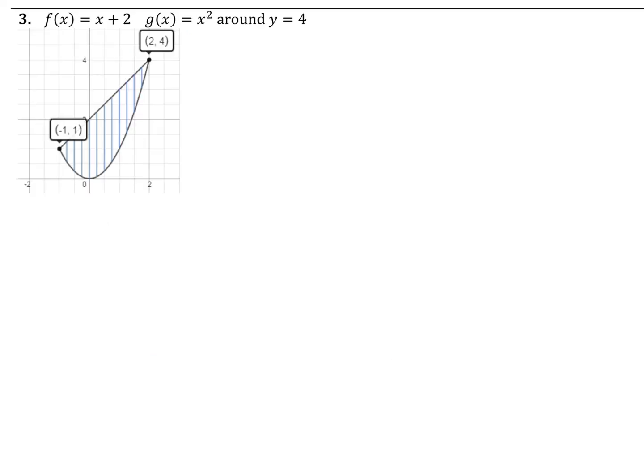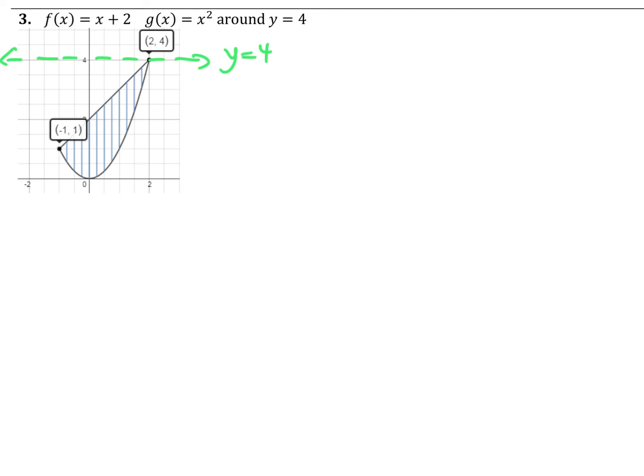All right, last problem. Here we have the curve f of x equals x plus 2 and g of x equals x squared, and we're looking at that bounded region. And we are rotating that around the line y equals 4.